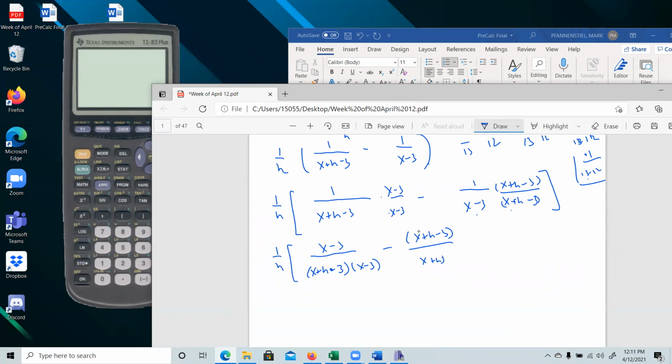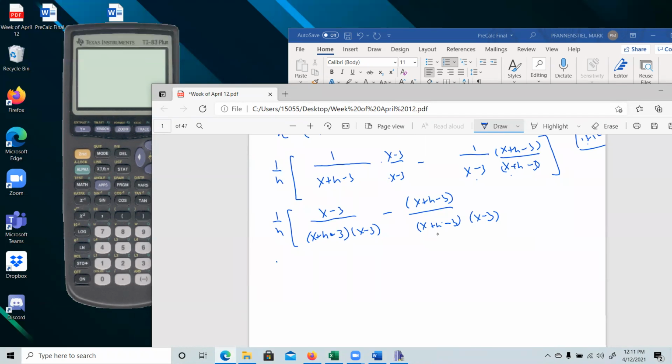Oops, is x plus h minus 3 here? All right. And x minus 3. There we go. So now that we have common denominators, we can make one fraction. So this is 1 over h, and we've got x minus 3. What I'm going to do is distribute this negative sign into this. So this is negative x minus h plus 3. That's this negative sign visiting each one of those terms. x plus h minus 3, x minus 3.